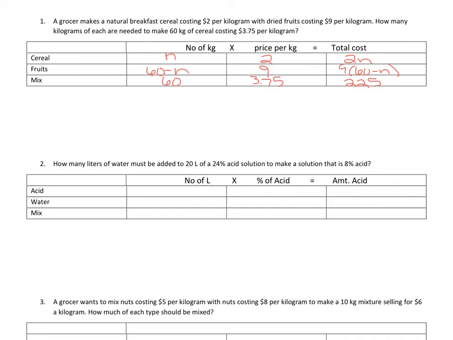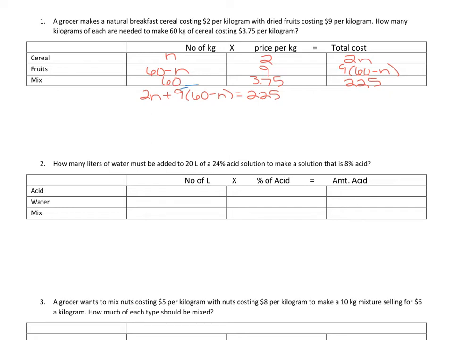Tiffany. 2N plus 9 times the quantity of 60 minus N equals 225. Very good. We're going to add the two parts together. It equals the whole. And then we just have an equation to solve.